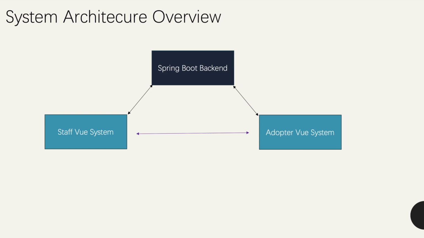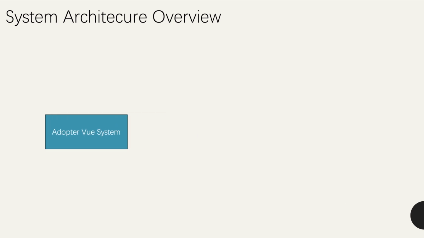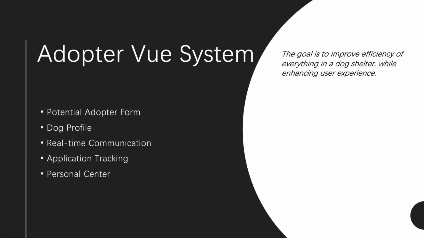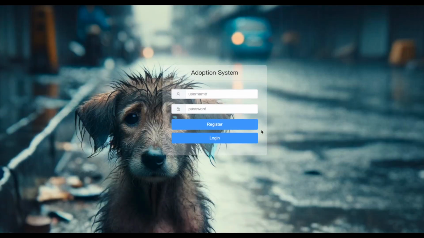Welcome back. Let's move on to the adopter system. Here, the three configurations are also applied. The key features of the adopter system are listed below. We will use the real adoption system to demonstrate it. Welcome to the adoption system.